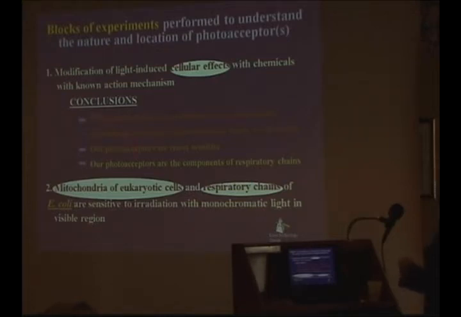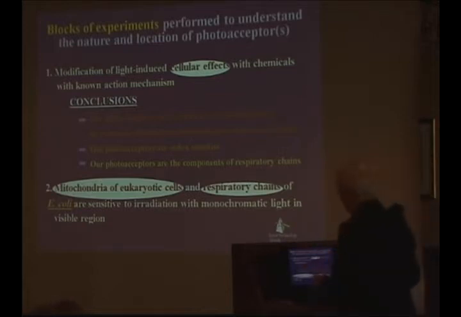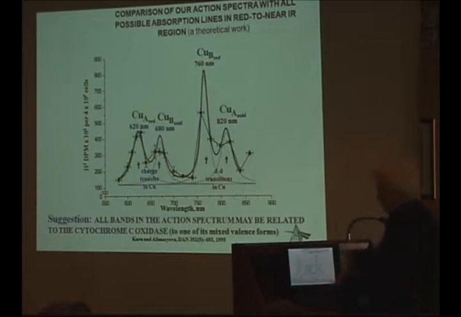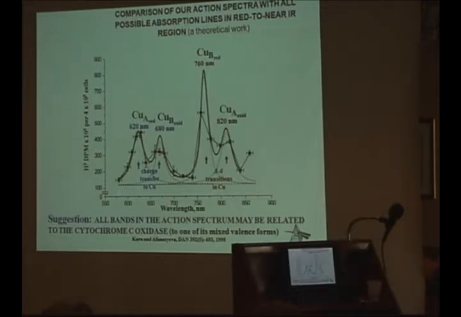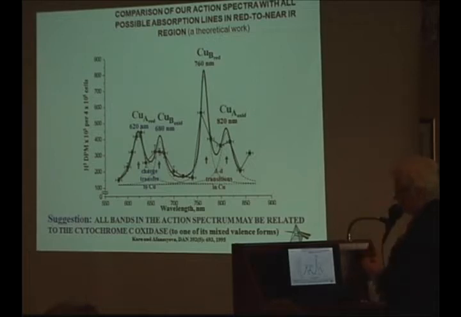And this was a big batch of experiments during some years. And we found that the photoacceptors must be the components of respiratory chains. In parallel, we worked with yeast and we worked with E. coli. And in all cases, we found that this is the respiratory chain. And again, jumping over, not explaining in details, you see again this nice part from green light till near infrared, those four peaks, those maxima, which are optimal for laser therapy or photobiomodulation or however you call it. And they belong to the respiratory chain. They belong to cytochrome C oxidase.